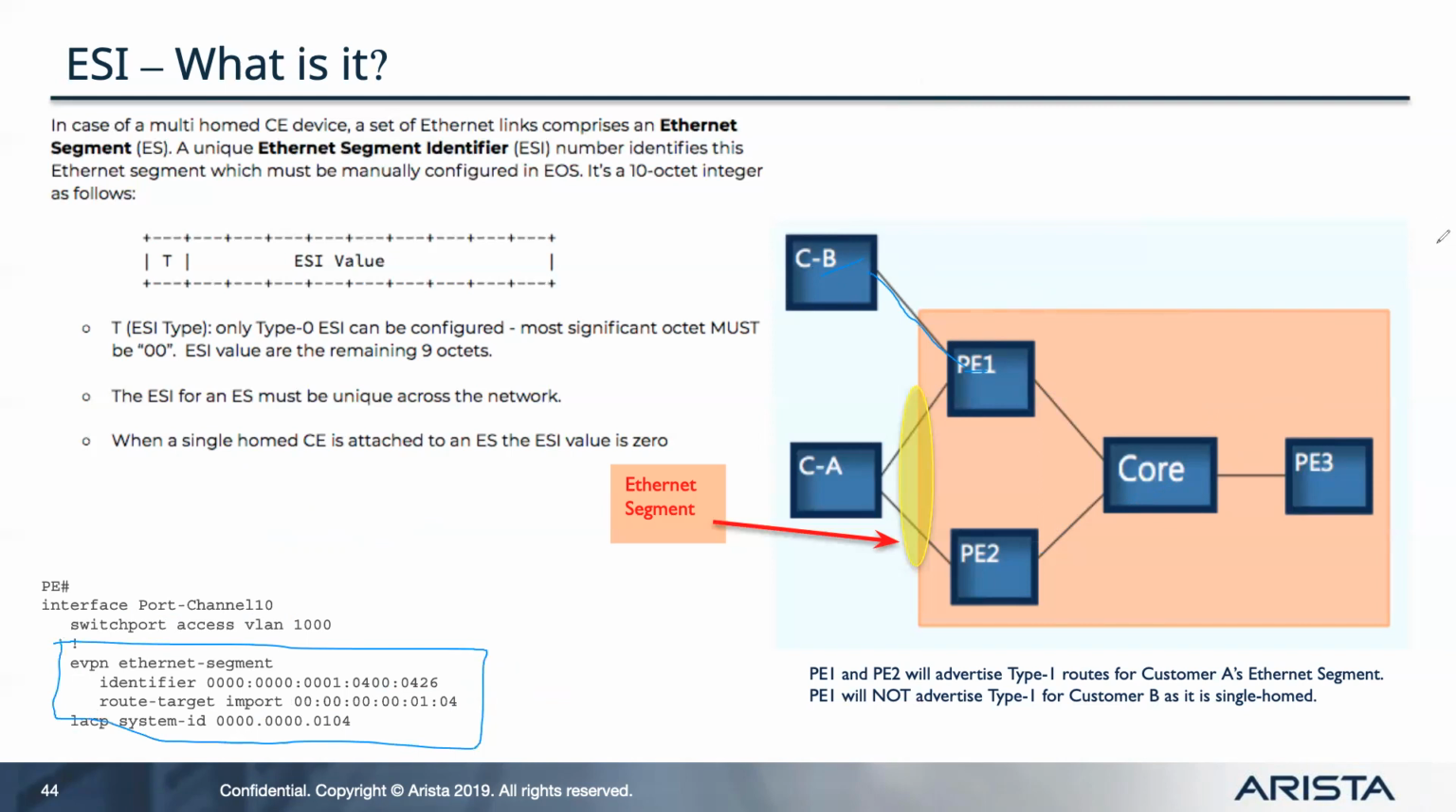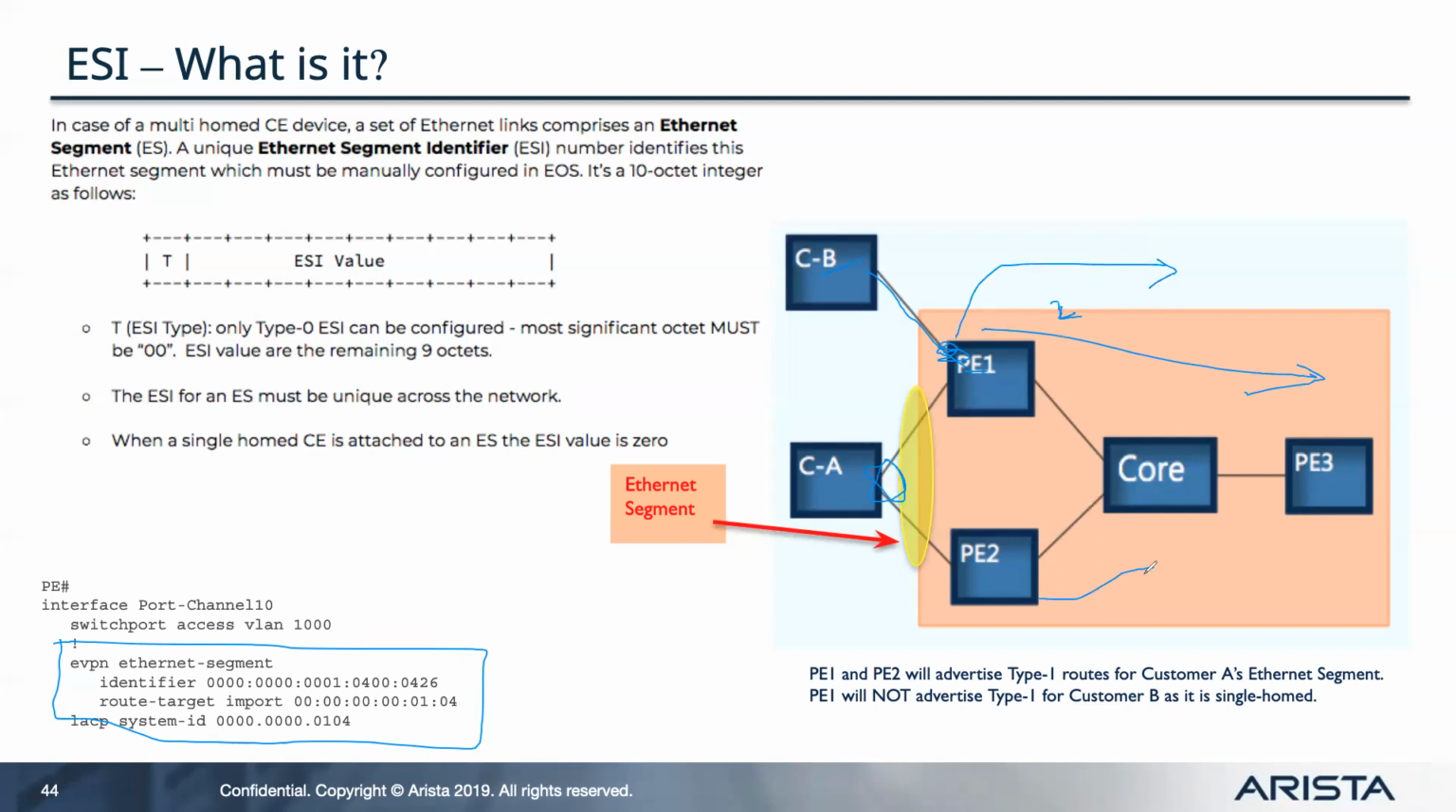In that case, as soon as you learn this MAC, you will send out a type 2 route. Only type 2. Type 1 will not be sent for this, because you don't have an Ethernet segment identifier for this host. ESI or type 1 will be advertised only when you have multihoming with MLAG. In that case, both of these will send out a type 1 update. Is it clear? Any question?